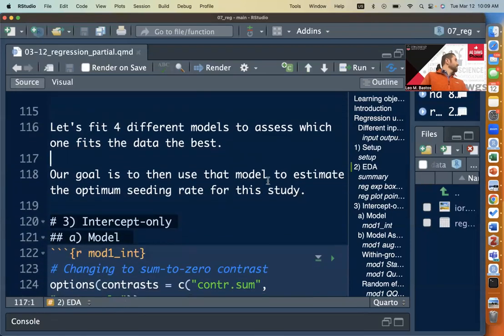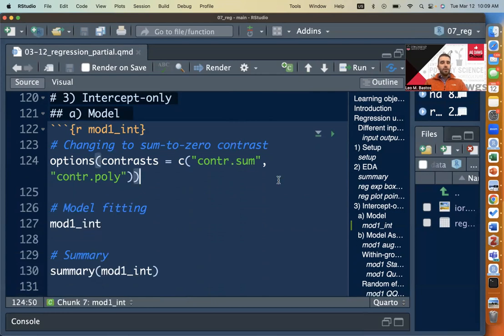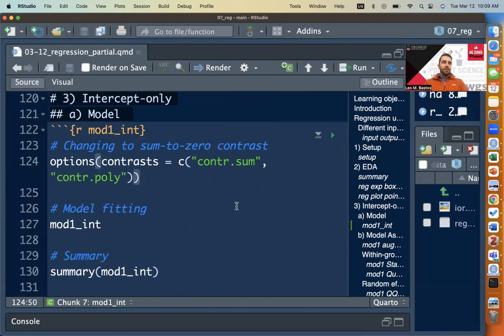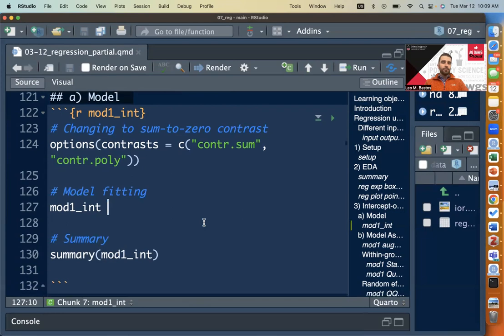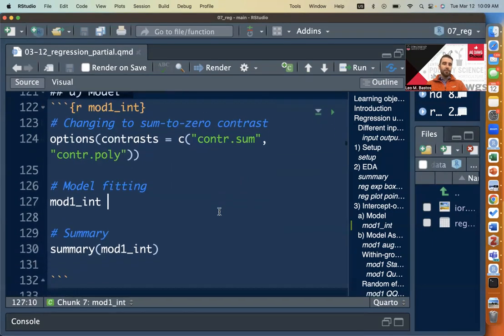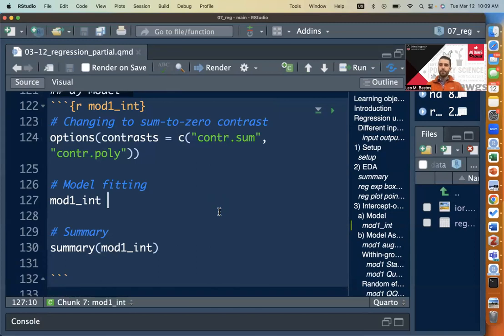So now we're going to be fitting 4 different models and assess both numerically and visually which one fits this data best. And after that, we're going to select that model to estimate the optimum seeding rate level that optimizes yield. So the first model that we're going to do is going to be the intercept only. I left you that options contrast, so make sure you run that to get the proper matrix parameterization.